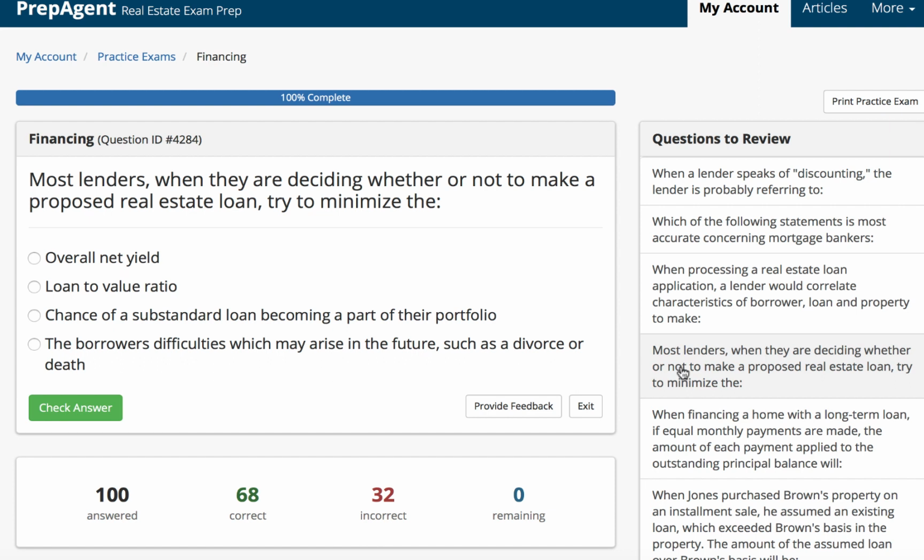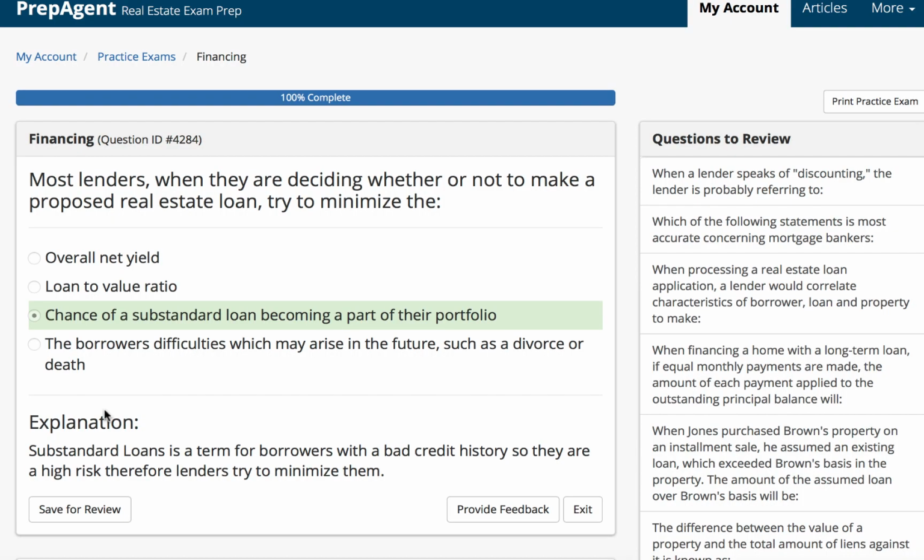Most lenders, when they are deciding whether or not to make a proposed real estate loan, try to minimize overall net yield, loan to value ratio. Didn't we just have this one? Chance of substandard loan becoming a part of their portfolio would be the answer. Yeah, remember when you get it wrong, it goes back in the question for review. Okay, gotcha. So when you see it again, it's because you got it wrong before. Okay, because we don't want to leave it until you get it right, correct? Gotcha.